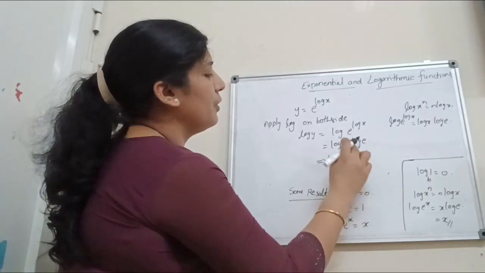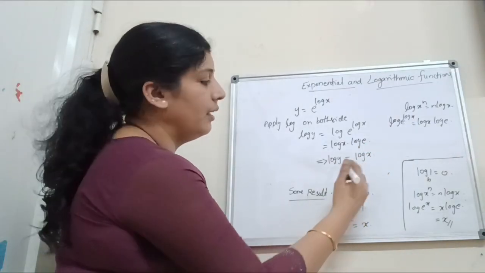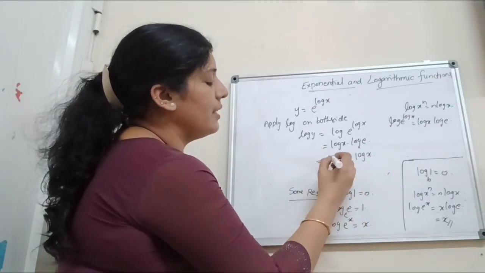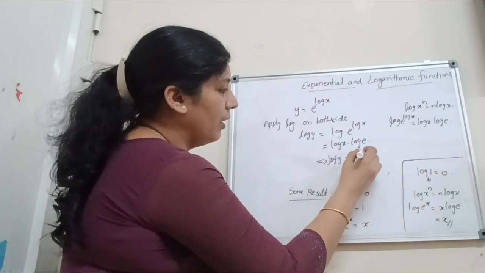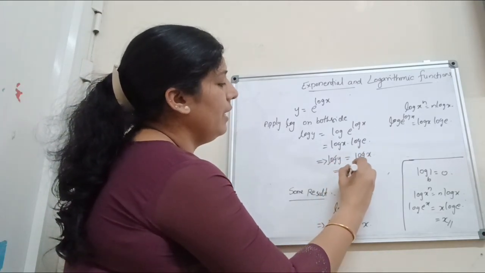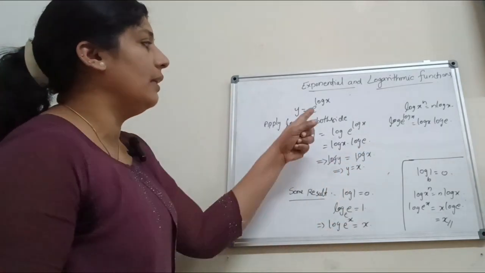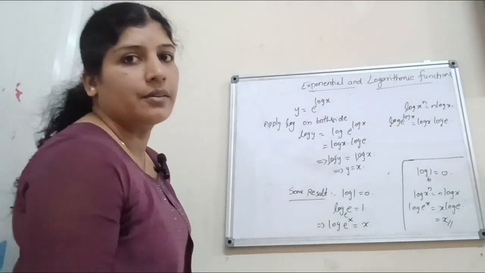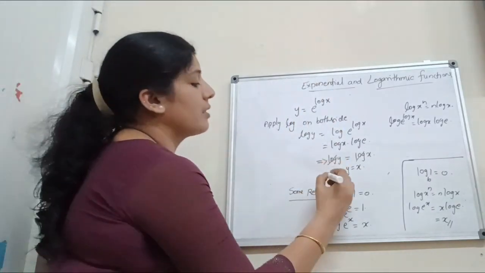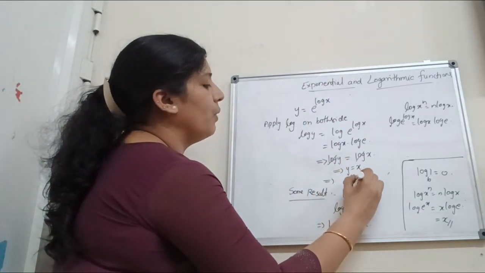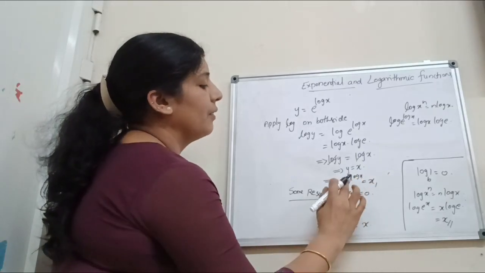Log x into 1. That is log x. Here, taking log on both sides, we cancel log. Therefore, it implies y equal to x. Here, y is e raised to log x. Y is equal to e raised to log x. Therefore, e raised to log x equal to what? It is equal to x.